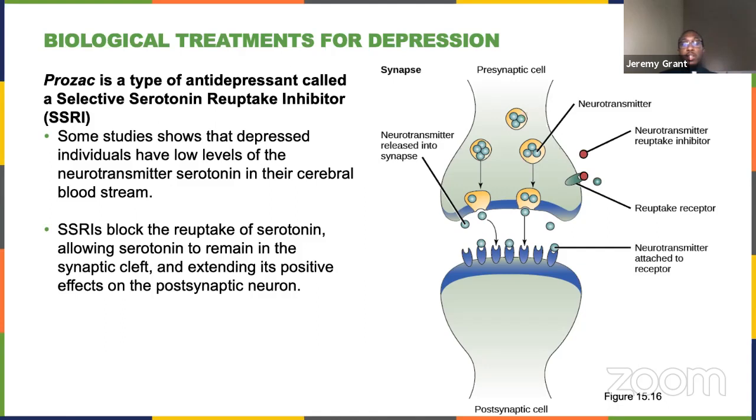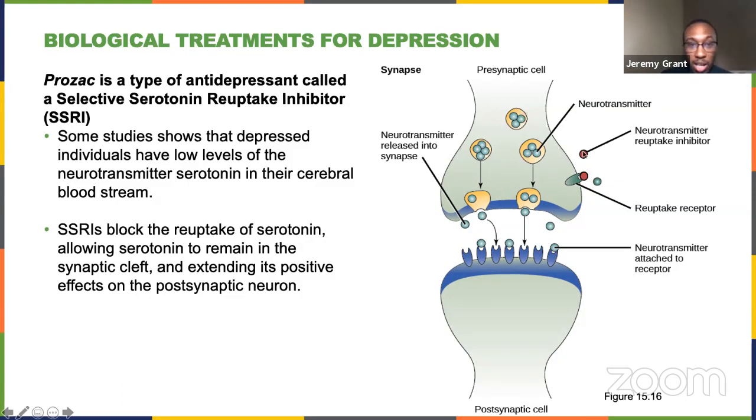Some studies have shown that depressed individuals have low levels of serotonin in their cerebral bloodstream. And what SSRIs do is they block the reuptake of serotonin. So they block the recycling of serotonin. So here in this diagram where it says neurotransmitter, that can be thought of as a serotonin neurotransmitter that goes to a postsynaptic cell to enact some kind of positive feelings, to give a simplistic example. And then after it does its action here at the receptor, it goes through the process of reuptake, going back into the vesicle to be used again for the next time that neuron is active.